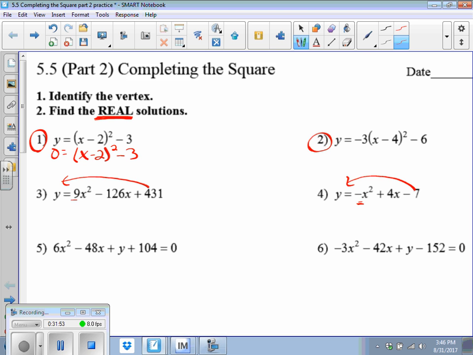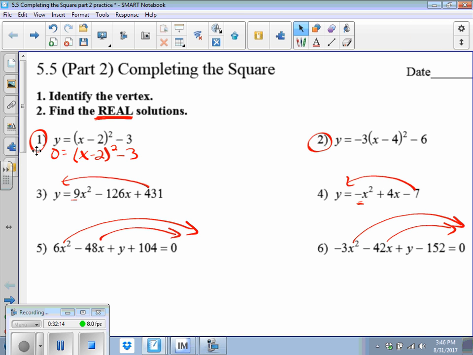For number 5 and 6, you have to get y and your constant on one side and move the other stuff over first. Same thing over here. You have y and your constant, you're going to have to move the other stuff over. Then you're going to have to factor out whatever's multiplied to your x squared. So I'd like you to practice these, and we'll go over them tomorrow in class.